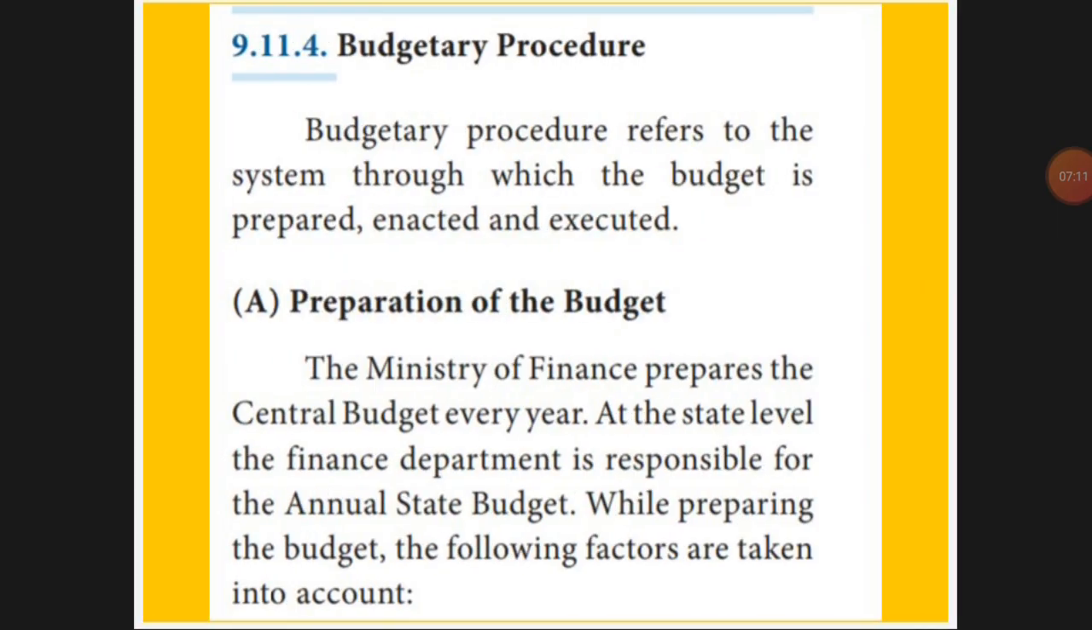Next is the budget. So far we studied the definition of a budget and what the types of a budget are. Now we'll see how the budget should be prepared. First, the budget has to be prepared by the Ministry of Finance for the central government, and for the state government, the finance department will prepare the annual budget.